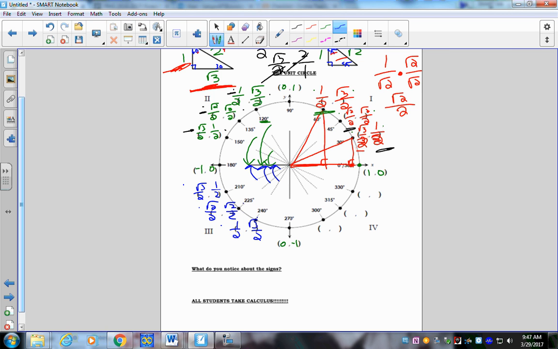All right, and then our last quadrant. Oh, nope, sorry, signs. What do you know to be true about all of the points in the third quadrant? My x and my y's are negative, so everything is negative. Sine and cosine are negative.